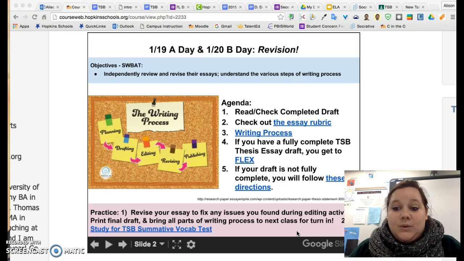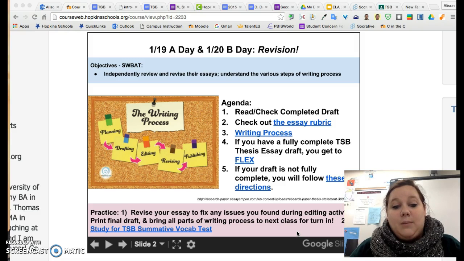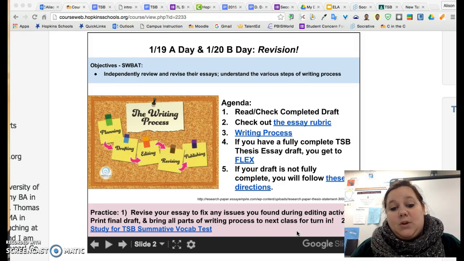All right, and so hopefully you will get that done. The next piece is to print the final draft and bring all parts of the writing process to your next class to turn in. If you don't have a printer at home, please try to come to the Media Center early in the morning or after school and get that printed so you can get all of that turned in. And please make sure to have your paragraph organizers with you as well. Like I've said, those things also need to be turned in.